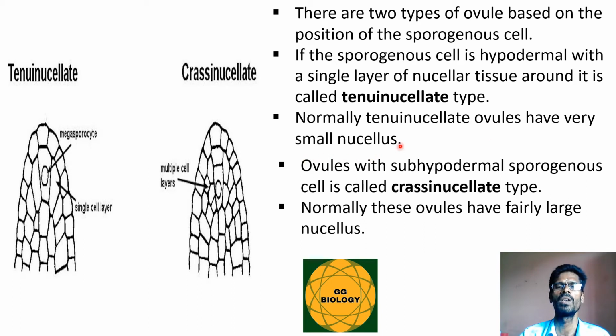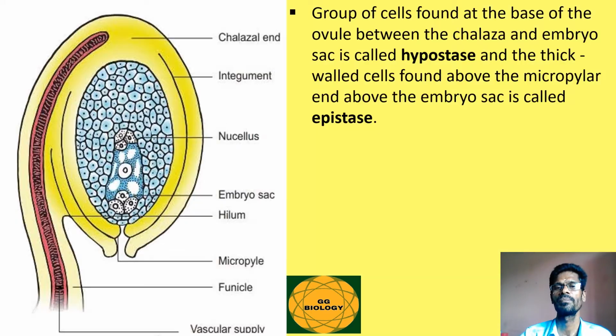This single layer of cells covering the megasporocyte is the tenuinucellate type, and usually the ovules are very small. The next one is the crassinucellate type, where the sporogenous cells are subhypodermal. The megasporocyte is covered by many layers of cells. Such a nature is called the crassinucellate type, and these ovules are fairly large.